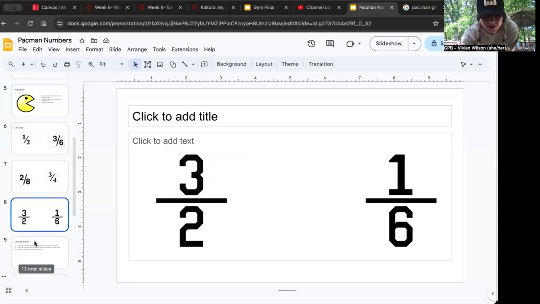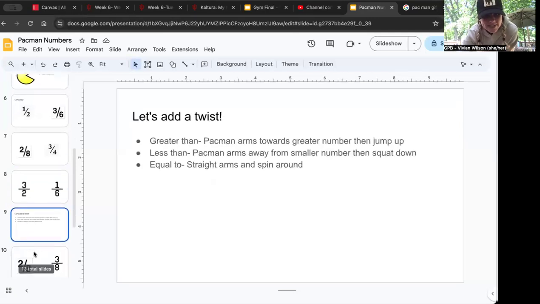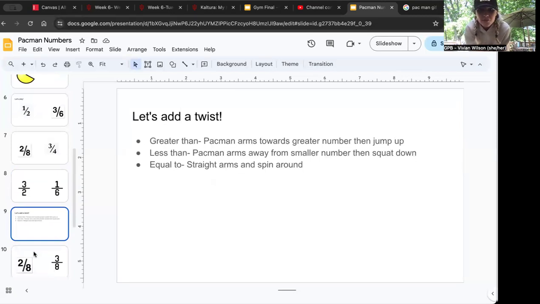So while you guys are at home, we're going to have a huge list of fractions for you guys to practice doing this on. And after we master that, we're going to add a twist to make it a little bit more active. So if the fraction is greater than, not only are we going to open our Pac-Man arms towards that side, but we're also going to jump up. Hopefully you guys can see my whole body. At home, we're going to open our Pac-Man arms and jump up.